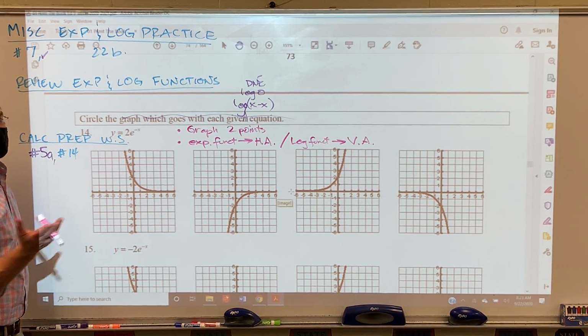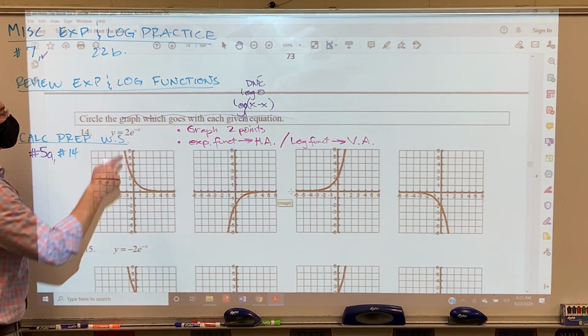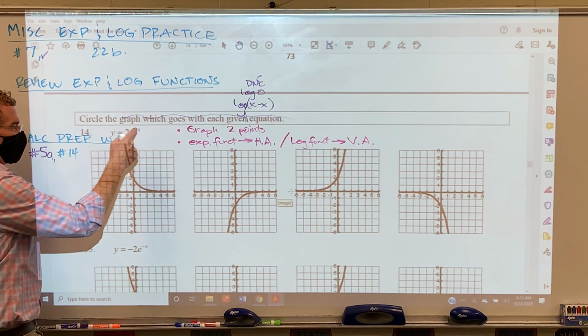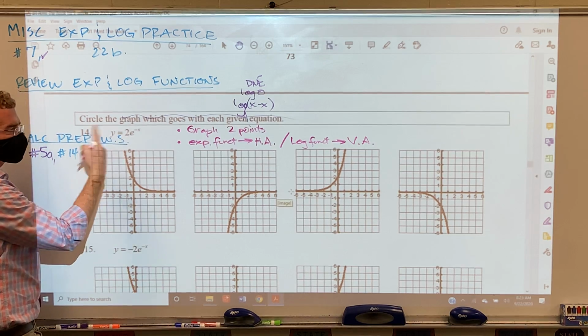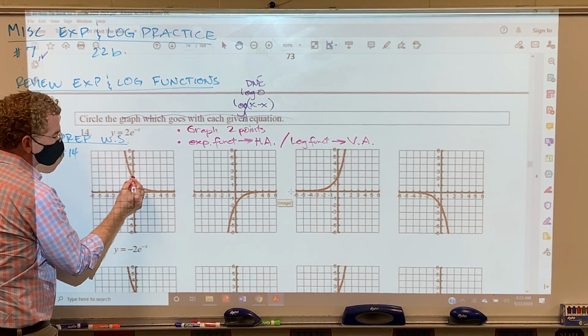0 to me is a great number to plug into these, just like 1 is a great number to plug into logs. So if I plug a 0 in there, e to the negative 0 is still e to the 0, which is 1, and 1 times 2 is 2. So if I plug a 0 in, I get a 2. Now there were no shifts on this. If there were shifts, I would have done that first. So I'm going to mark 0, 2.